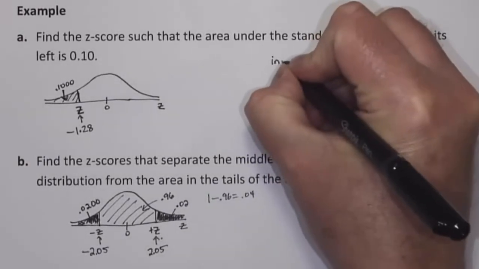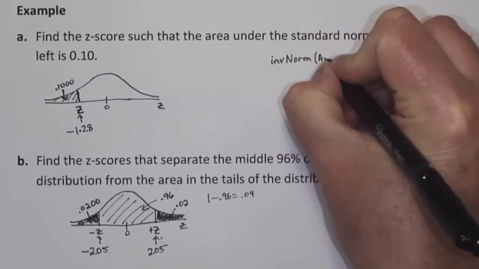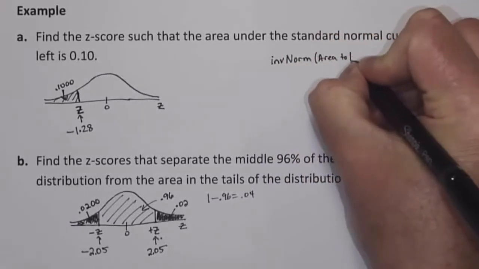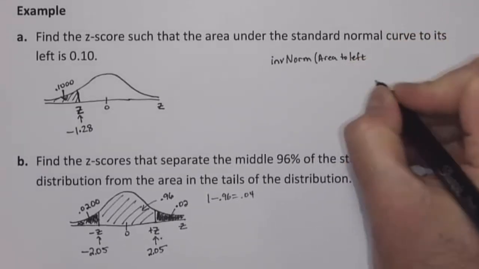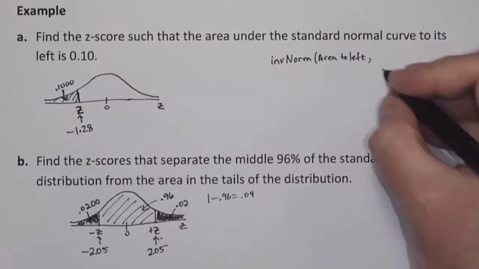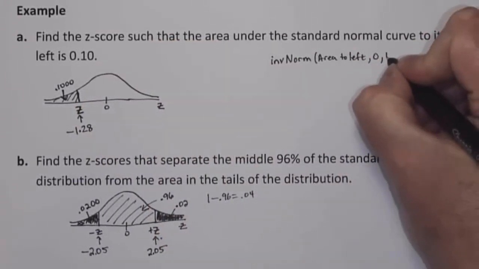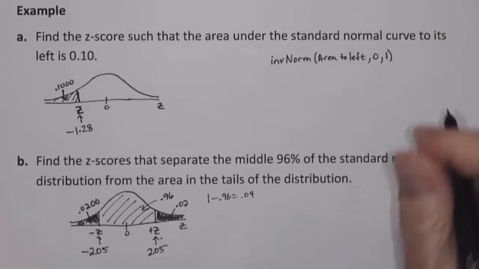We're going to type in the inverse norm, and we're going to put in the area to the left of the value that we need to find. And then we're going to put in the mean, which for the standard normal distribution will be 0. And we're going to put in the standard deviation, which for the standard normal distribution is 1.